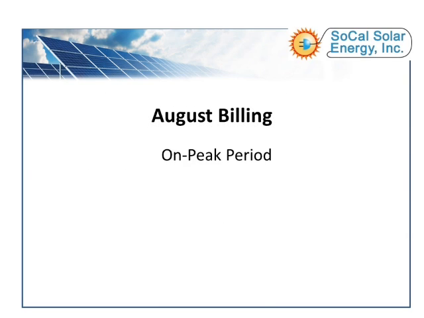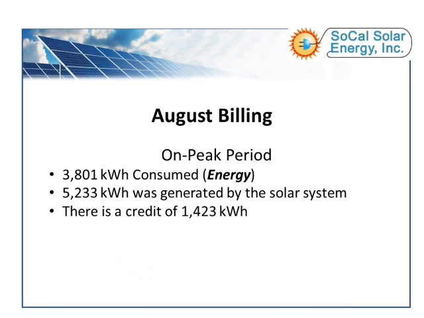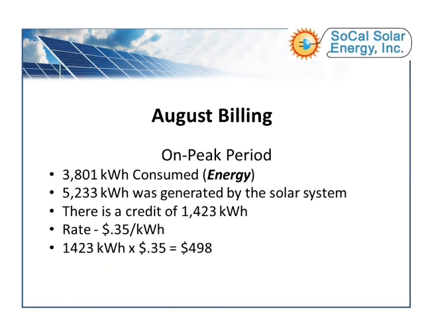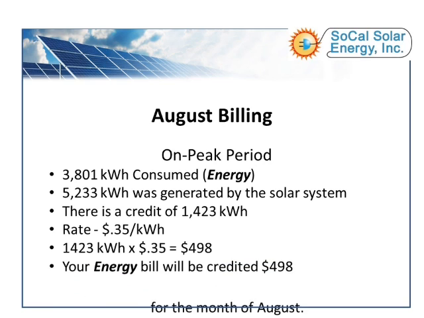Let's take a look at the on-peak period for your August summer billing with solar. The plant consumes 3,801 kilowatt hours of energy. The solar system produced 5,233 kilowatt hours of energy, which is 1,423 more kilowatt hours than what was consumed. For this example, the rate for the summer on-peak energy is 35 cents a kilowatt hour. The plant will now be credited $498 for the month of August. This is when the sun is up and working hard.